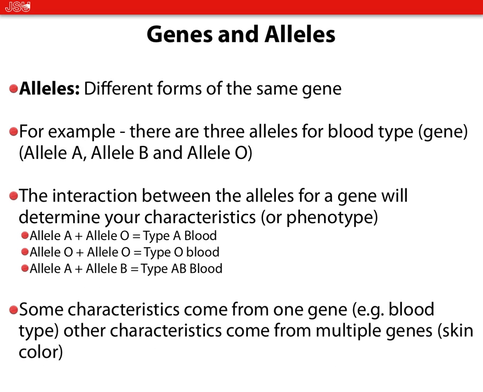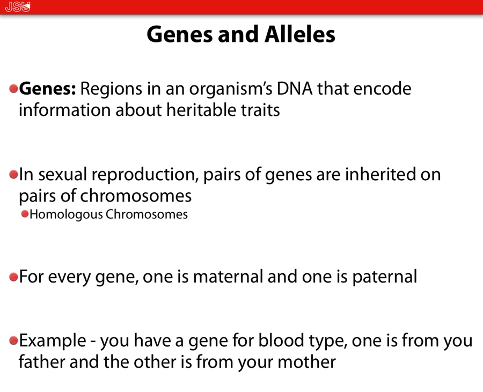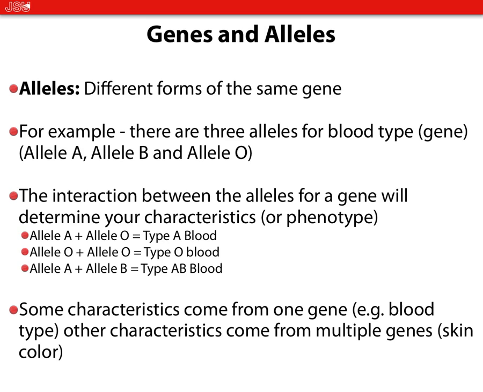Alleles, know what an allele is. It's different forms of the same gene. For example, we have a gene for blood type, we have different alleles for that gene. Okay? We have an A allele and an O allele, that's type A blood. Two O alleles, type O blood. An A allele and a B allele, that's type AB blood. We'll talk about genotype and phenotype later on, but an allele is just a different form of a gene. Know that definition. Know the gene definition, know the allele definition. Know both of those definitions.